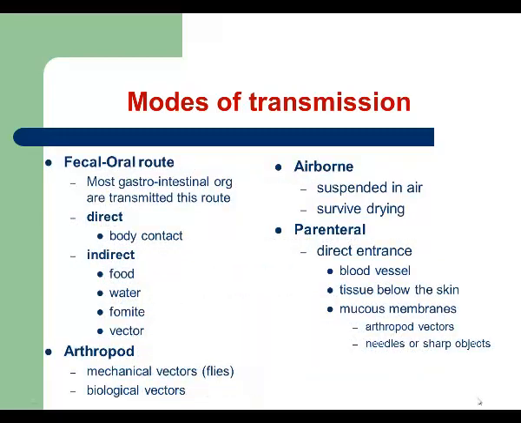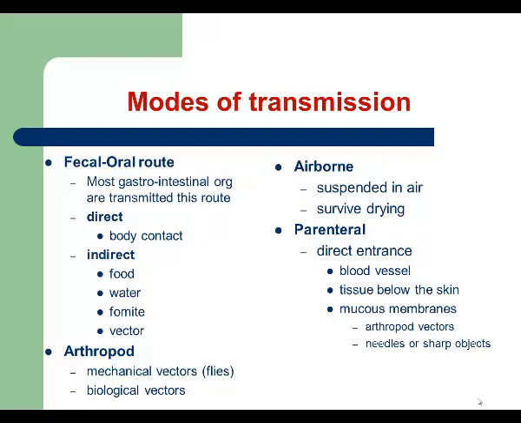The next mode of transmission is the fecal-oral route, and this is the most common route of transmission for gastrointestinal infections. And it can be, again, direct or indirect. Direct means through body contact. A very common route of transmission for medical workers. When a medical worker takes care of a patient with gastrointestinal infection and doesn't change gloves or wash hands, there is a chance for that person to get infected. Indirect means through contaminated food, water, fomites, or vectors.